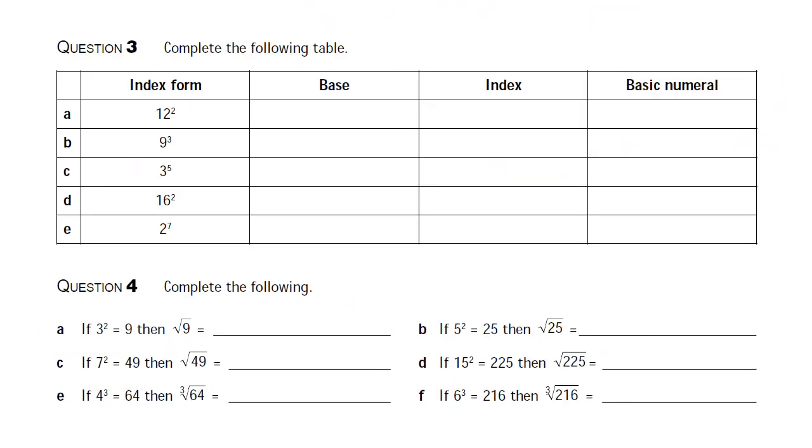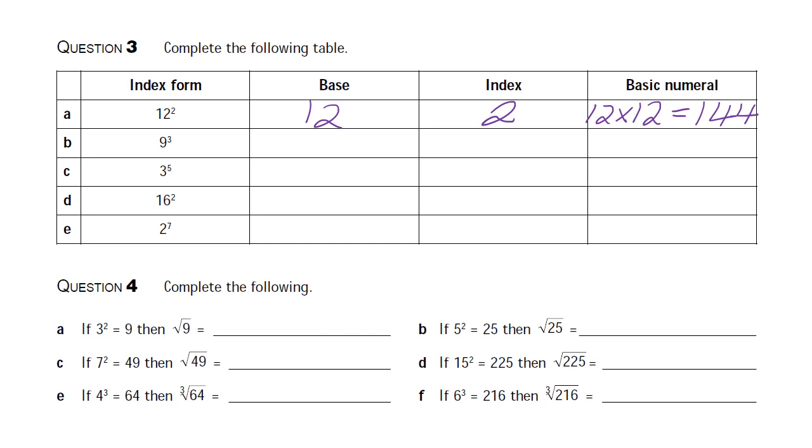Let's look at question 3. Very simple. It's just asking you for the base. I will do 3a. What would the base be? The base is 12. The index or the power, what is the power in this case? It would be 2. What does the basic numeral mean? What does that actually equal? So 12 squared, 12 to the power of 2, is the same as 12 times 12. So you should know your times table. 12 times 12 is 144. Okay? I'm just going to let you do the rest.